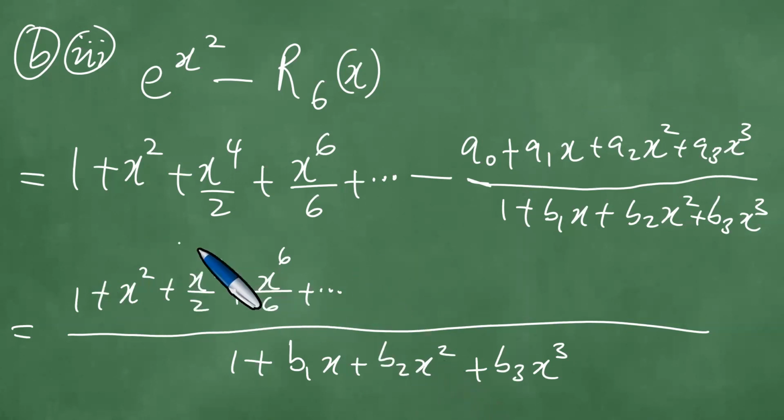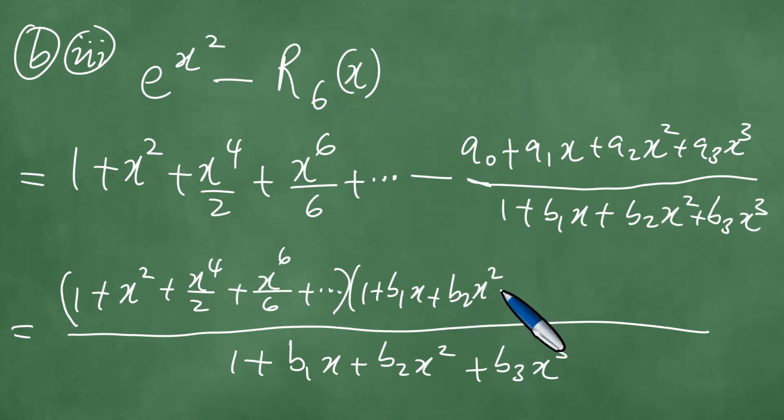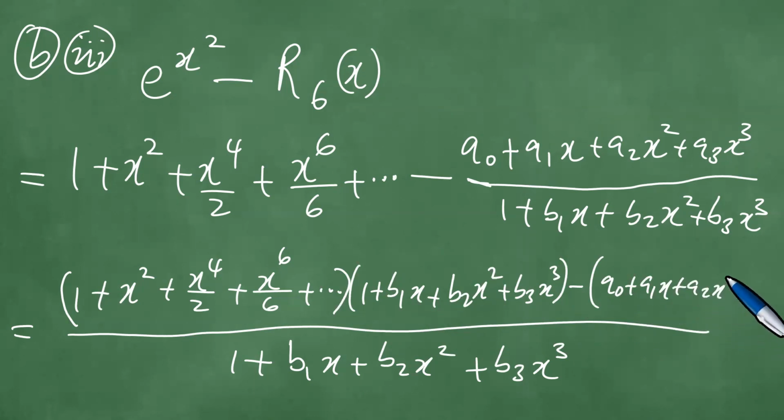Right, so if you take the LCD of these, this is over 1, so you'd have that it would be this into this, 1 plus b1x, so plus b2x squared plus b3x cubed, minus a naught, a1x, a2x squared, a3x cubed.